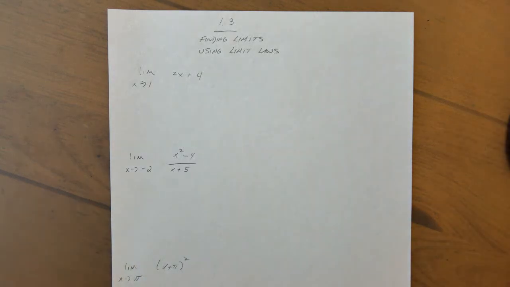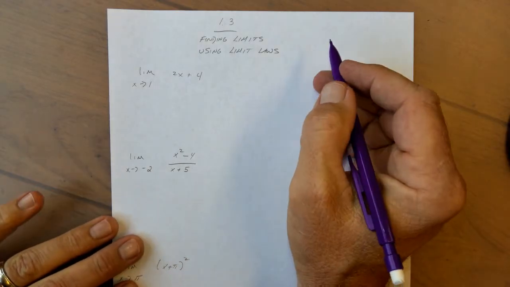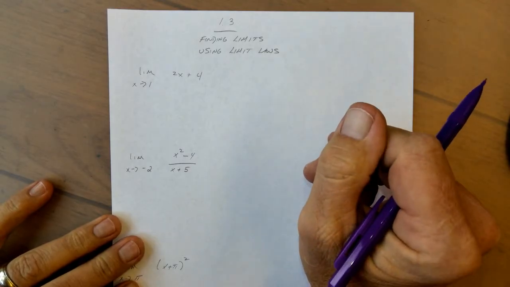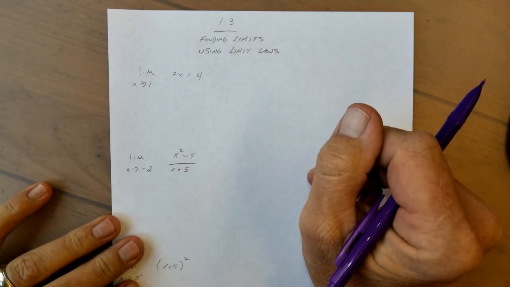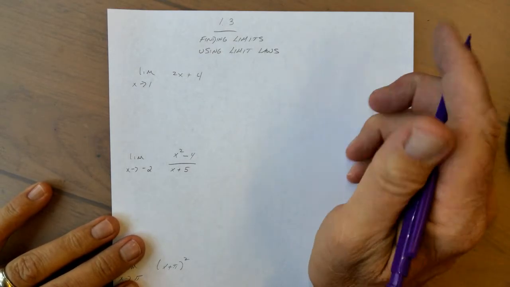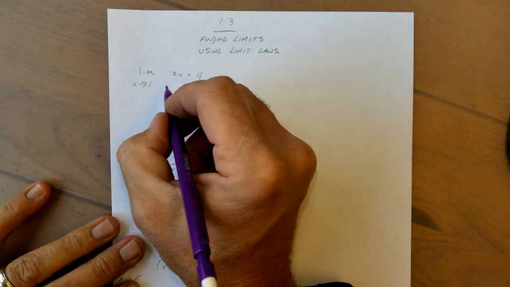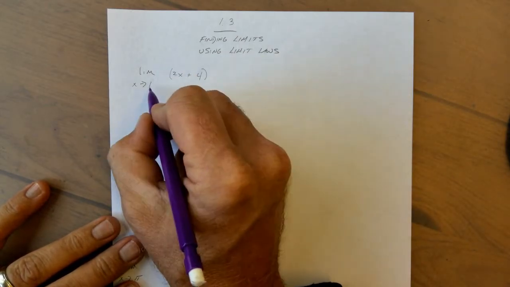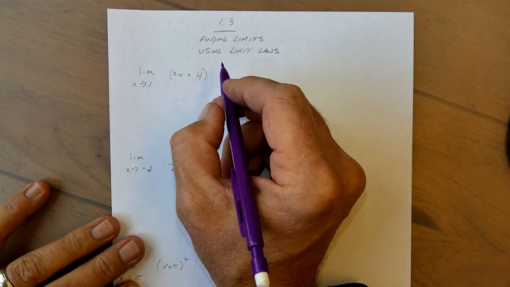Okay, so we've just learned about finding limits using limit laws. So we've got a couple of examples here. And one of the things in my class that we've been instructed to do is actually write out the limit laws we're applying as well. So we have first the limit as x approaches 1 of 2x plus 1.